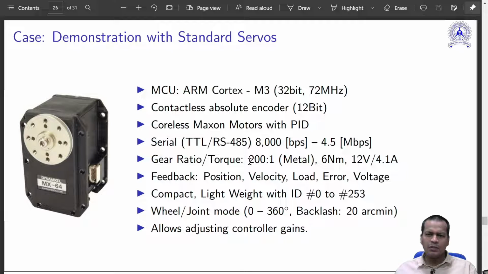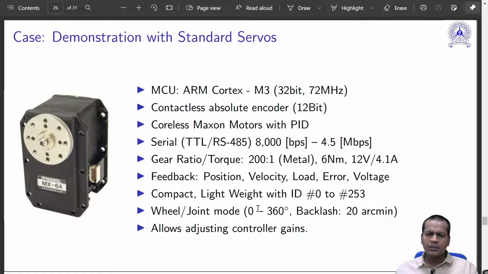Gear torque is reasonably good, 200:1, which lets you backdrive your system also. 6 Newton meter is quite a high torque for this type of motor with 12 volts. It has both position and velocity feedback. It gives me the values of load also, error and voltage, to see if it is going well or not. These are very compact and lightweight, and you can have them in a daisy chain. Just 3 wires need to go from the first motor to the 253rd motor, that is 0 to 253. A total of 254 motors can be there. Okay, wheel or joint mode, both are possible through this type of motor.